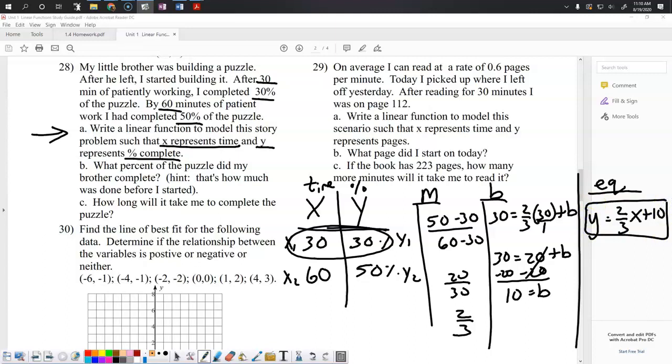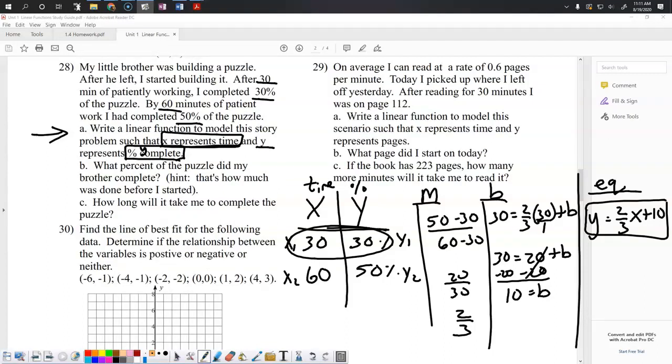All right, let's take a look at the next one. What percent of the puzzle did my brother complete? Okay, now that question is worded in a sneaky way. So here's the hint. That's how much was done before I started. Now remember, x represents how long I've been working on the puzzle, and y represents the percentage that has been completed.